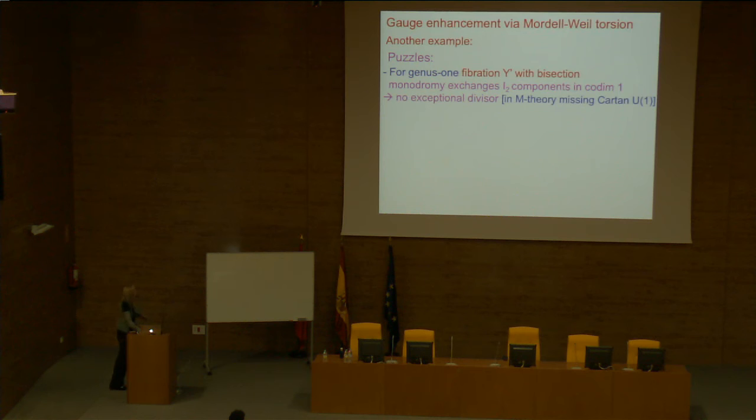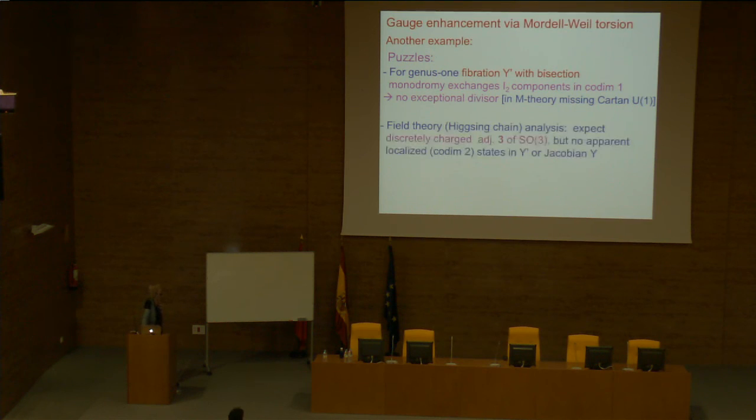Namely, one is the genus 1 fibration with bisection has a monodromy that exchanges components of I2 fiber in codimension 1, and thus we are missing in the bisection construction exceptional divisor that would signify non-abelian gauge symmetry. And this also is puzzling because in M3 that would be pointing out to missing divisor of non-abelian gauge symmetry.